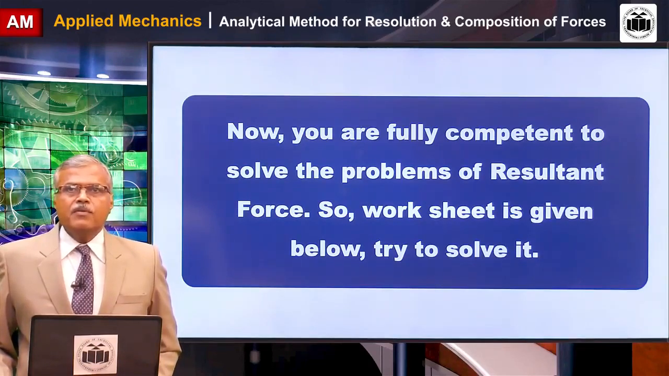Here a worksheet is given below. You have to solve these problems.